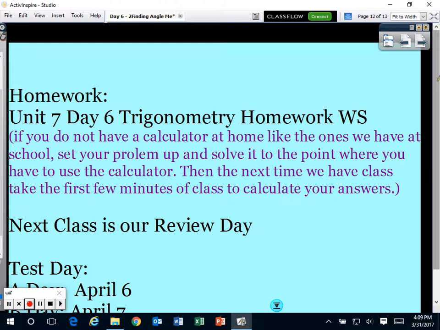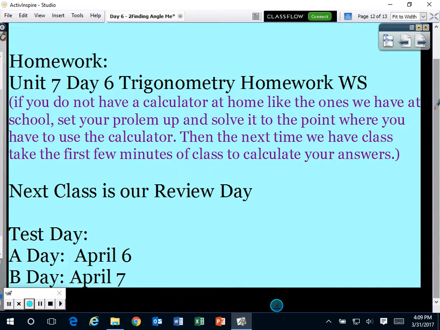So today I had a closure for my other class, but since I'm not there, I'm going to skip a closure for you guys today. So all you're going to do is the homework assignment. Now remember, if you do not have a calculator at home, like the ones we have at school, then set up your problem and solve it to the point where you would put it into the calculator. Then as soon as you get to class the next time, before you do your warm-up, take a few minutes to calculate your answers and put those on there, and then do your warm-up.